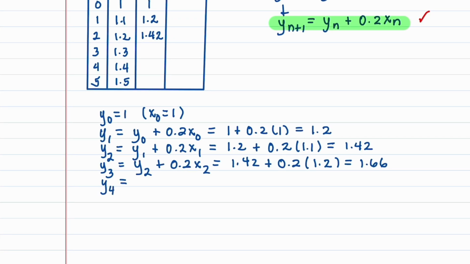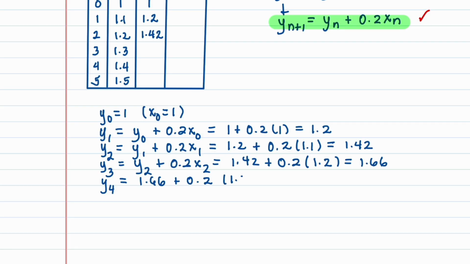Let's now compute y4. I'm not going to write down the formula because I think we already know what the pattern's going to be. y3 is our previous solution, 1.66, and then we add on 0.2 times our next x value, which is 1.3, and we get an answer of 1.92. Let's do it once more. y5 is equal to 1.92 plus 0.2 times 1.4, and this gives us a value of 2.2.